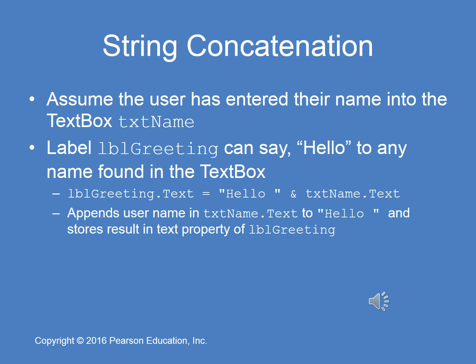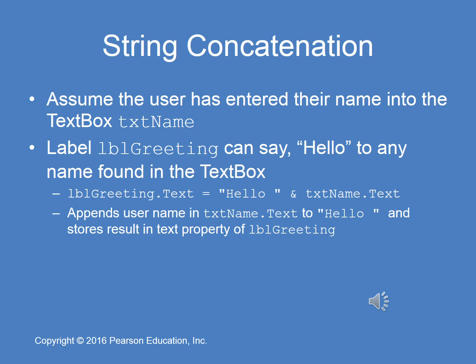I don't know if you caught it earlier in the lecture, but I used the word concatenation. Concatenate means to add together. And in this particular case, we're going to talk about string concatenation. So in the tutorial, the user enters their name into the text box text name. And then we have a label greeting in which we want to display hello as a string, okay? And we want to add the value stored in the text property for text name.